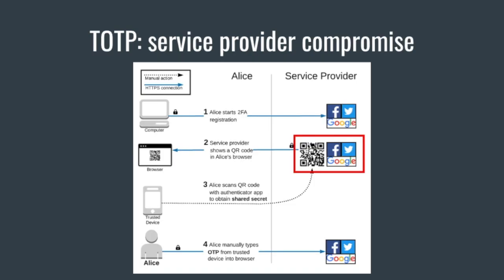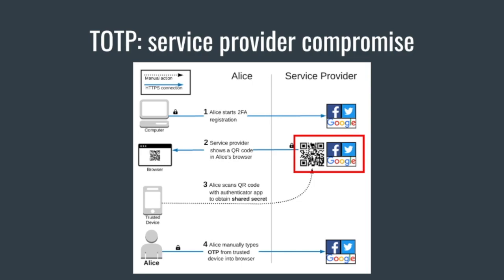TOTP has its own vulnerabilities. Coming back to the fact that someone's going to end up stealing this secret, it is stored on the service providers, and that is one place you could go and get it. So as service providers, we need to protect this shared secret with the same sensitivity as a password. But we can't hash it like a password and store it in the database because we need to use it as input to the HMAC to generate the one-time password.